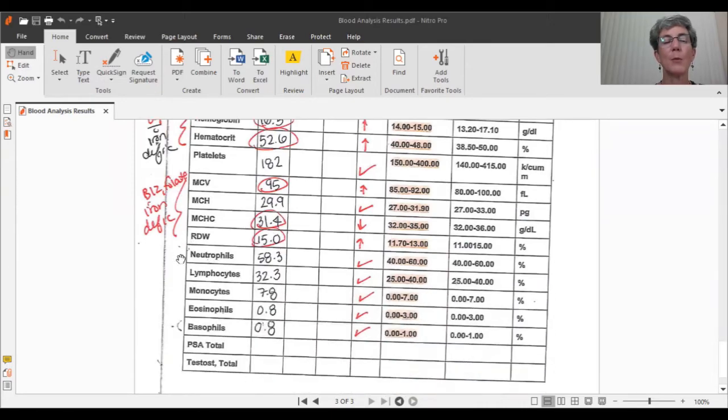The last little part we're looking at down here, the neutrophils, the lymphocytes, the monocytes, the eosinophils, and the basophils, are the different types of white blood cells. The neutrophils are the white blood cells that attack inflammation. The lymphocytes are the ones that attack viral infections. The monocytes are the ones that help with chronic inflammation. The eosinophils help with parasites or allergies. And the basophils are typically elevated in some heavy metals.